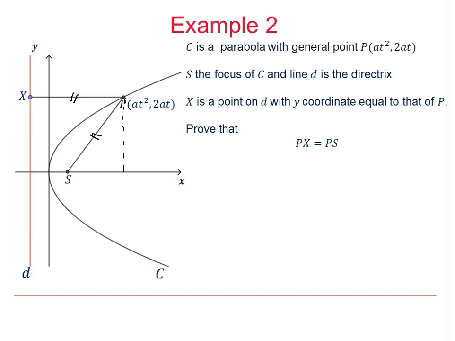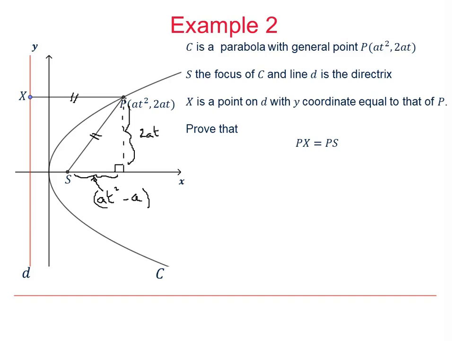PS we can calculate quite easily by looking at Pythagoras' theorem. So we can get this height here, which is equal to 2at, and this distance here, well, because a is the x-coordinate of S, then this distance here must be at squared, which is the x-coordinate of P, minus a. So then we can use Pythagoras' theorem to work out PS squared.